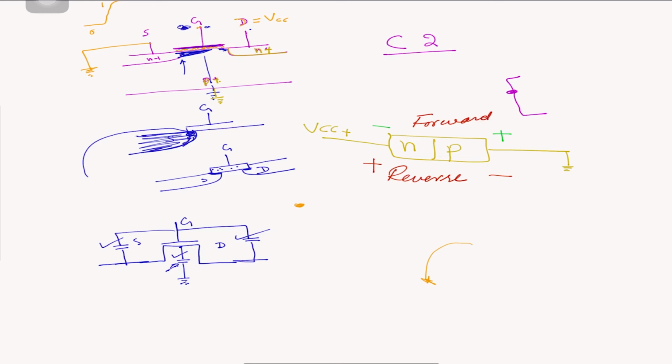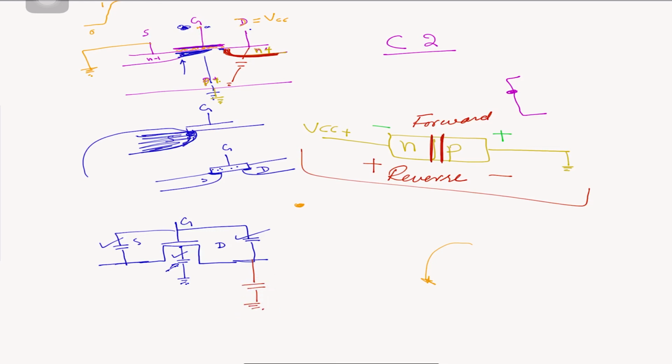A depletion region is created in the middle, and that depletion region creates a capacitor. Current cannot flow, so charge accumulates in that area just like a capacitor. And you see that in this mode our drain NP has this region here which is in reverse bias. So a capacitor is formed here too, which is this capacitor.